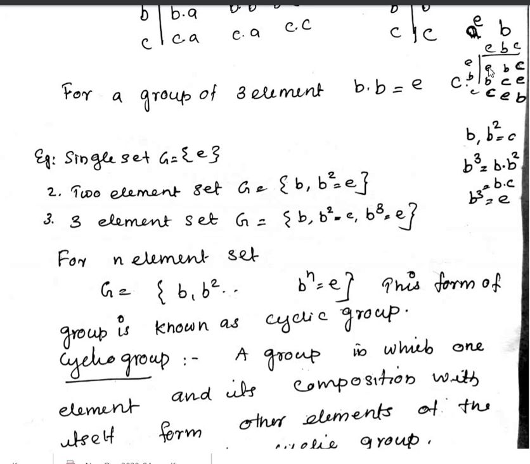Each element in GMT appears only once in each row and in each column.